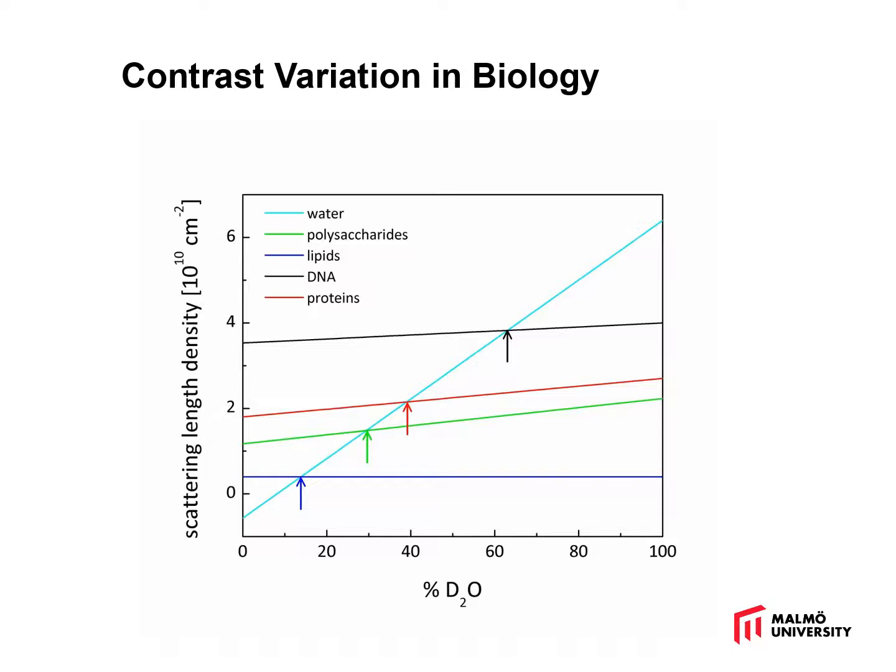The other lines represent the scattering length density as a function of D2O of different biomacromolecules. They may change slightly because they have different degrees of exchangeability. For example, the lipid line doesn't change very much, but the protein may contain exchangeable hydrogen. But for each of these classes of molecules, you can see there's a point at which the light blue line of water intersects. So, for example, for DNA, this is about 62% D2O. What this means is that one can match out this molecule in a complex mixture and concentrate on other structures. This is something you can only do with neutrons.